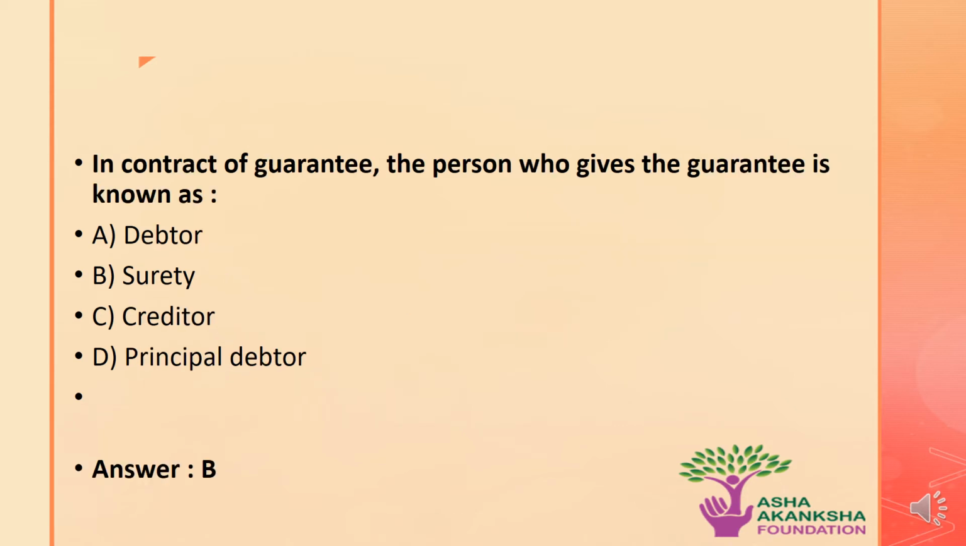The next question is: in a contract of guarantee, the person who gives the guarantee is known as dash. Options are A, debtor, B, surety, C, creditor, or D, principal debtor. The correct answer to this question is option B. That is, in a contract of guarantee, the person who gives the guarantee is known as surety.